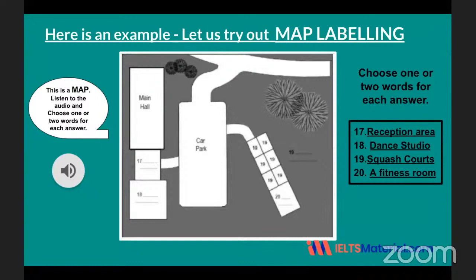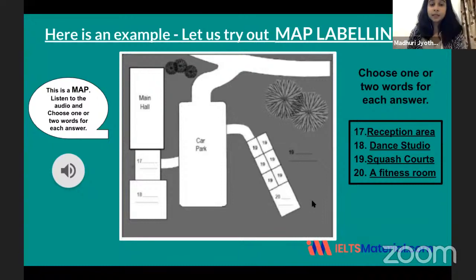Then the second half again, 19. Some of them get it as a fitness room, but they specifically say 19 has 6 squash courts. So when you look at it, you will know that your answer for the 19th one is squash court. And the fitness room would be the 20th one.